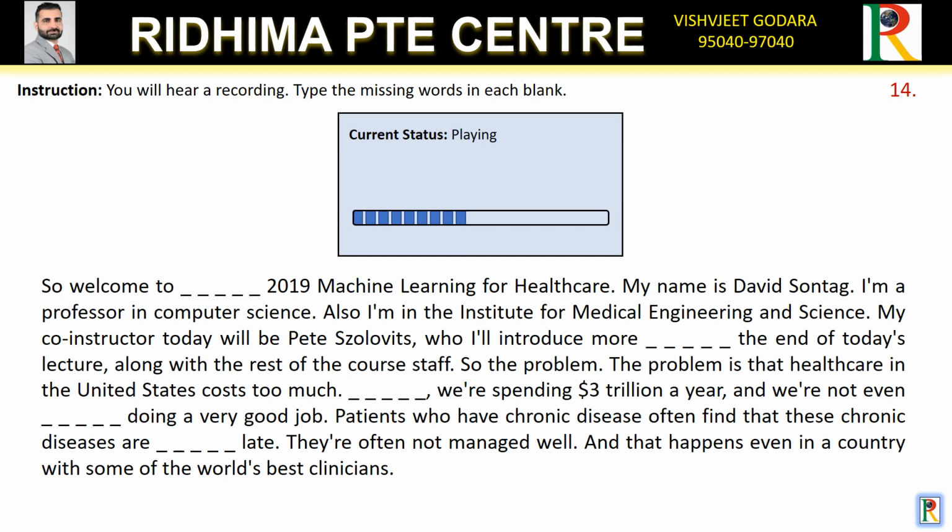The problem is that healthcare in the United States costs too much. Currently, we're spending $3 trillion a year, and we're not even necessarily doing a very good job. Patients who have chronic disease often find that these chronic diseases are diagnosed late. They're often not managed well. And that happens even in a country with some of the world's best clinicians.